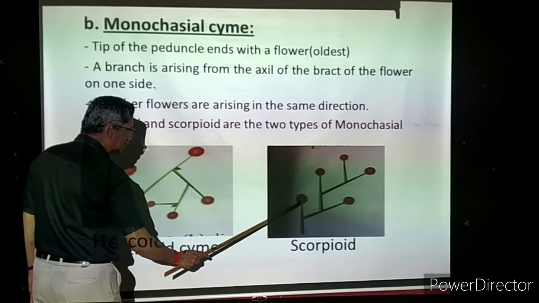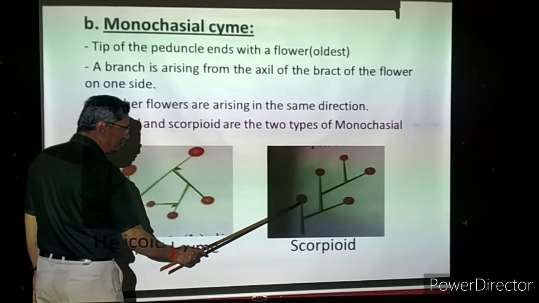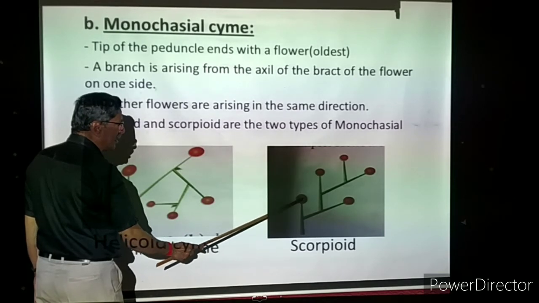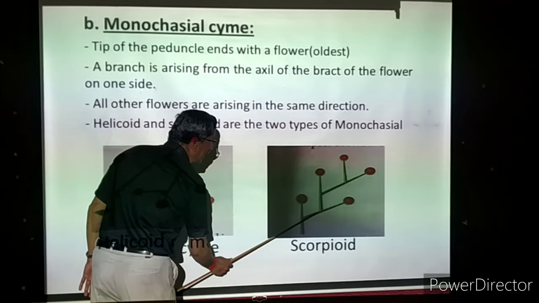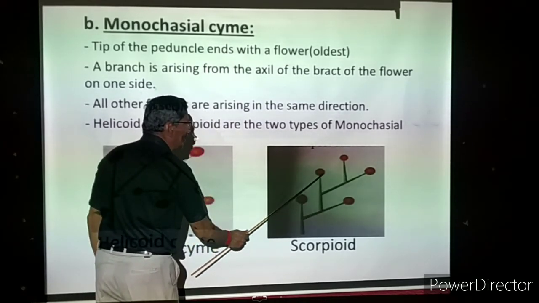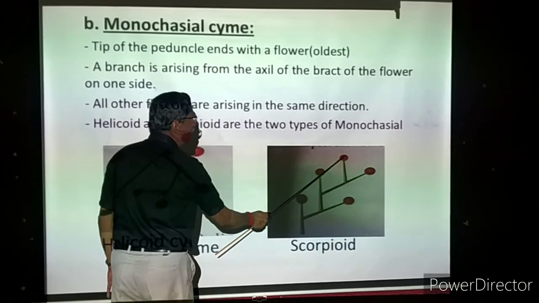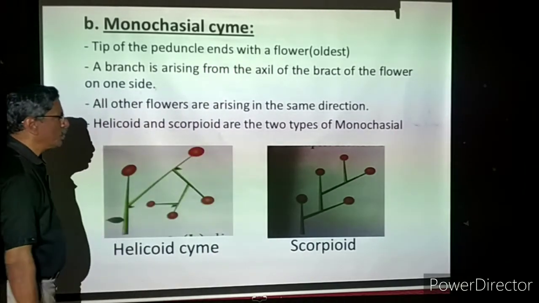Now this is the main peduncle. It is having limited growth. It is having the first formed flower, the oldest flower. Now see that branch. For us it is arising on the right side. Okay, it is a right side branch. But in this the next branch will be on the left side. Next branch will be right side. Next branch will be left. Again it will be right. Like that it is going on, but each branch is ending with one flower.